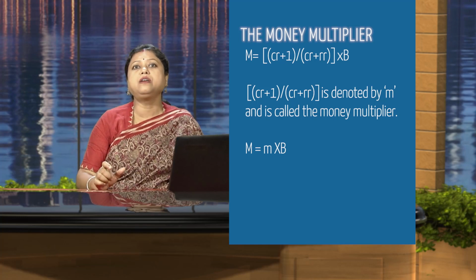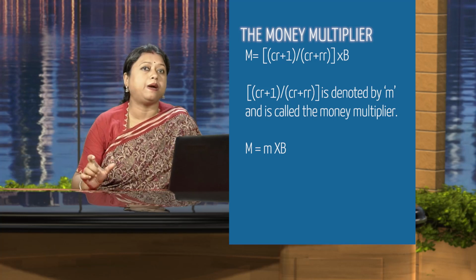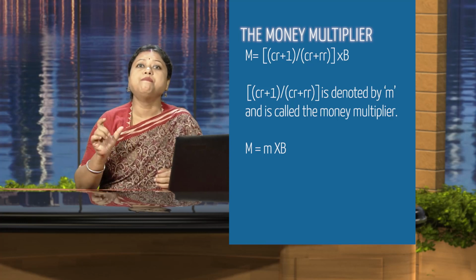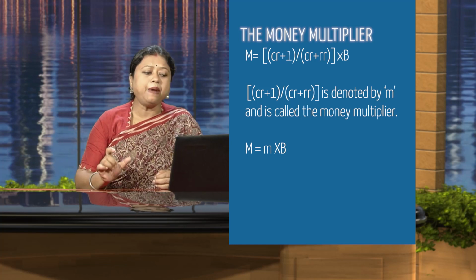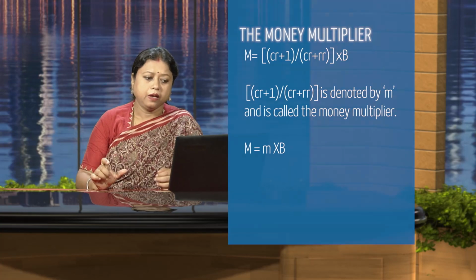Previously we learned in this module the credit creation multiplier, and here we have the money multiplier. So money supply is equal to the money multiplier m times B, that is, the monetary base. Each rupee of the monetary base will produce small m rupees of money. We see that the monetary base has a multiplied effect on the money supply. So the monetary base is also called high-powered money.